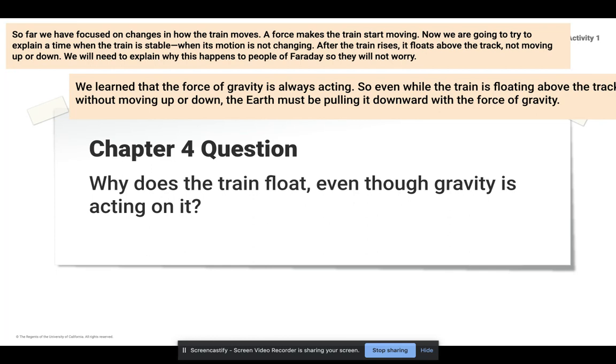We have learned that the force of gravity is always acting. It's always happening. That's why I'm able to sit in my chair. That's why you're able to sit in your chair and you're not moving. So even when the train is floating above the tracks without moving up or down, the earth is pulling downwards with the force of gravity. So that brings us to our chapter 4 question. Why does the train float even though gravity is acting on it?